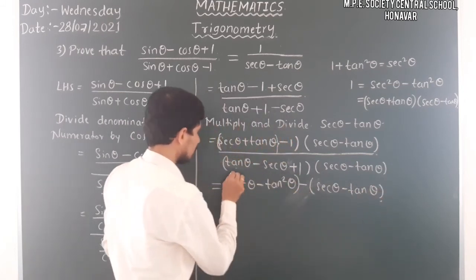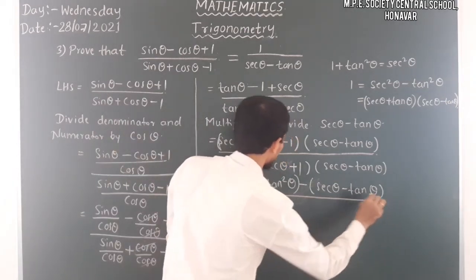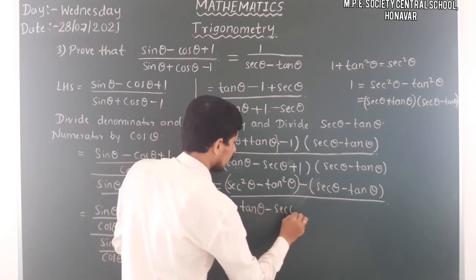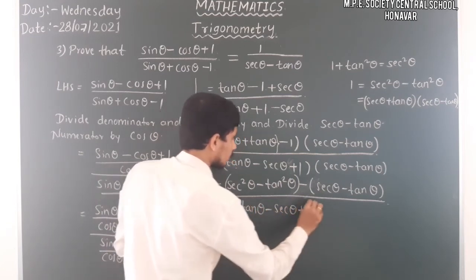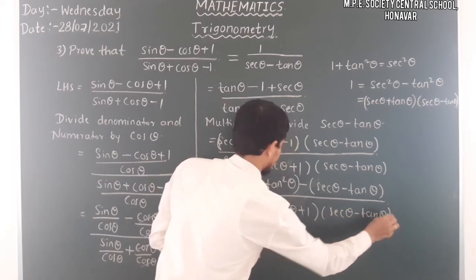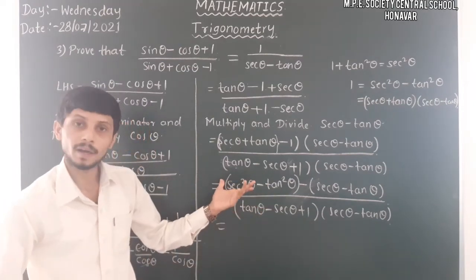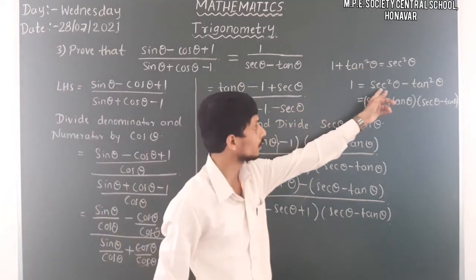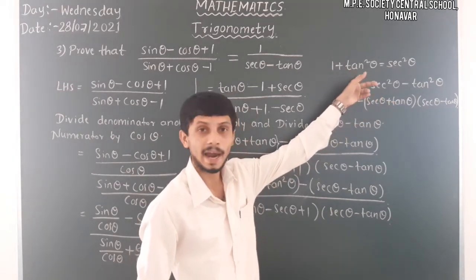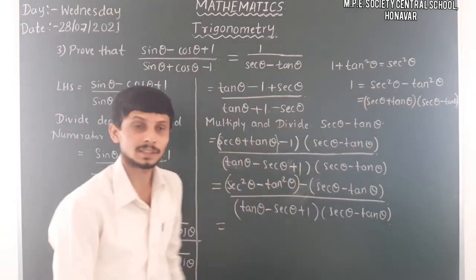And this one I am just writing between the brackets. And I'm just remaining this one as it is. Tan theta minus secant theta plus 1 into secant theta minus tan theta is equal to, here the stuff secant square theta minus tan square theta is 1. Actually we know that we proved this one with the help of the second trigonometric identity, that is secant square theta minus tan square theta is nothing but 1.